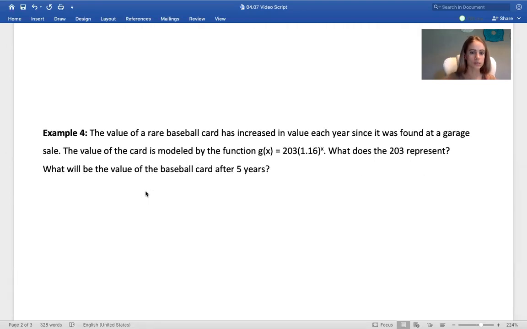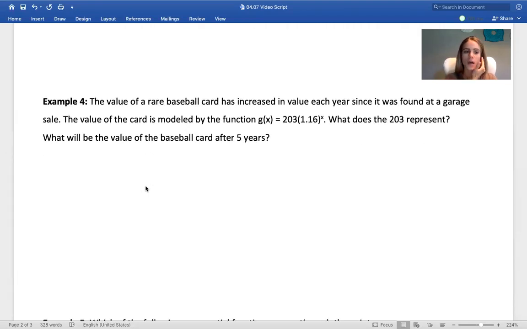Example 4. Ooh, this one's a little less gross. All right, the value of a rare baseball card has increased in value each year since it was found at a garage sale. The value of the card is modeled by the function g of x equals 203 times 1.16 raised to the power of x. What does 203 represent? And then what will be the value of the baseball card after 5 years?